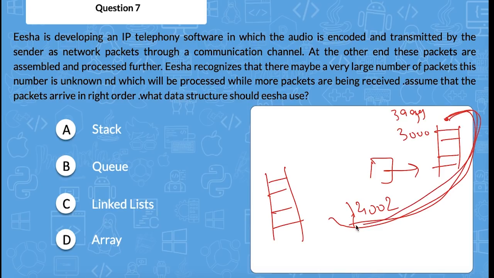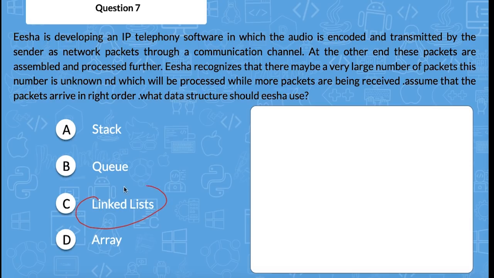So in this case only one word was important, that was unknown. The packet size is unknown, which is why linked list, because pointers are a good way when you don't know the size. You just have to point to a random free space in the memory. So linked list is the answer. Let us go to the next question here.